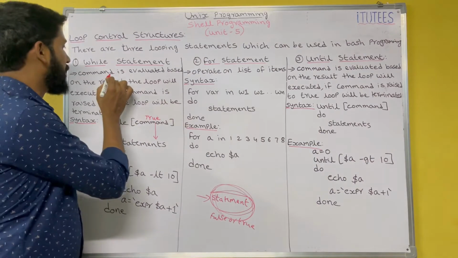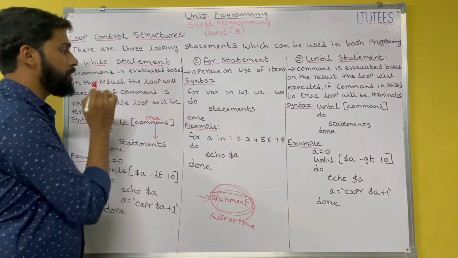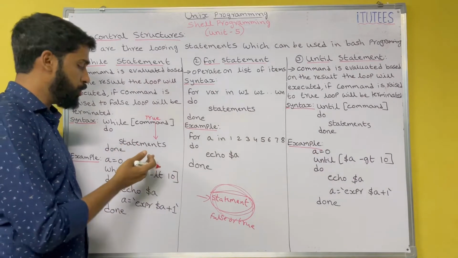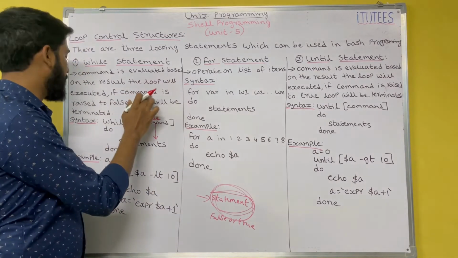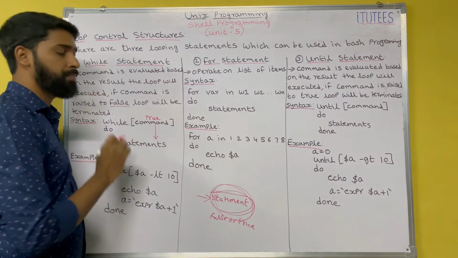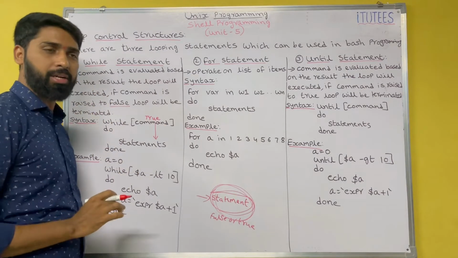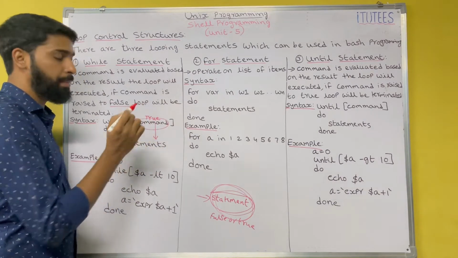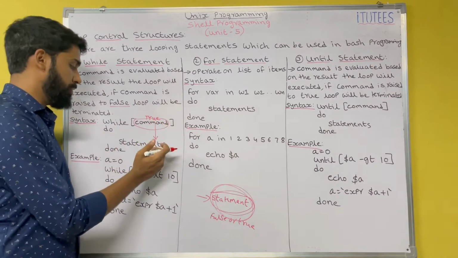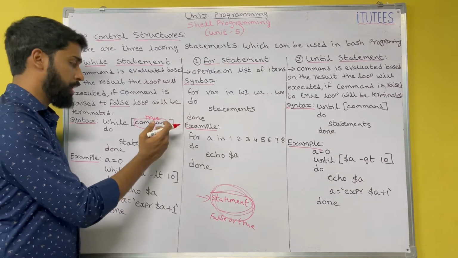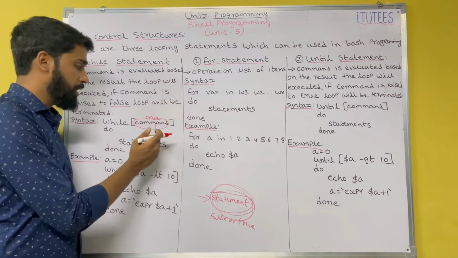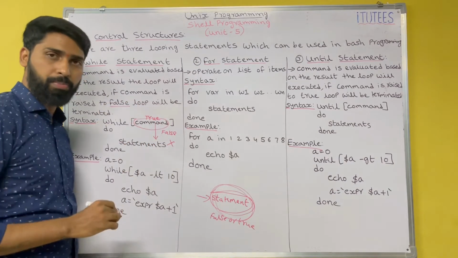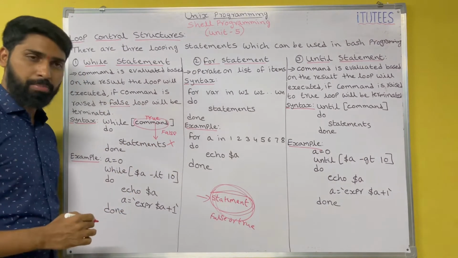The command is evaluated, and based on the result, the loop will be executed. If the condition is true, the loop will be executed. If the command returns false, the loop will be terminated. The syntax is while, and here you give the command. If the command is true, we execute the statements. When this command becomes false, we terminate the loop. So this is the example.